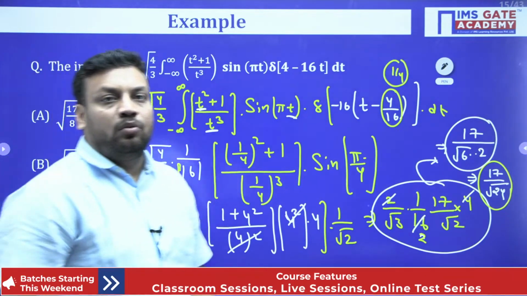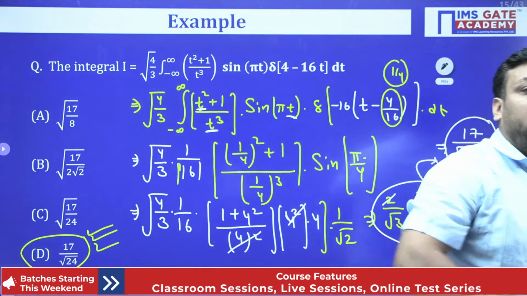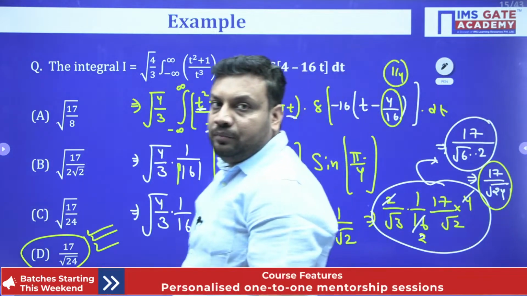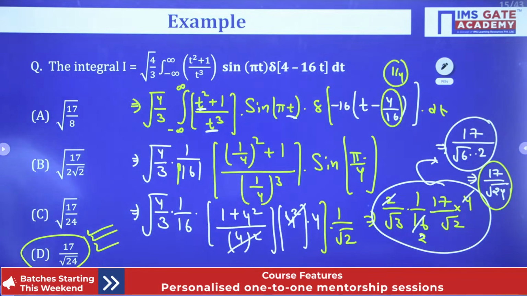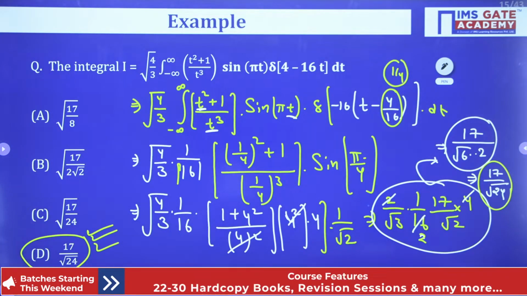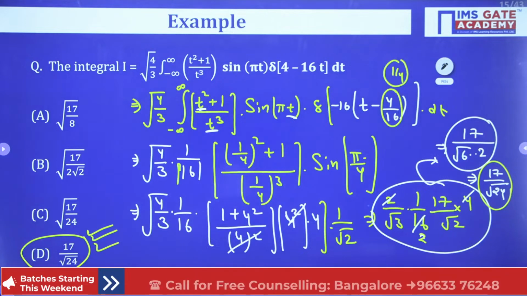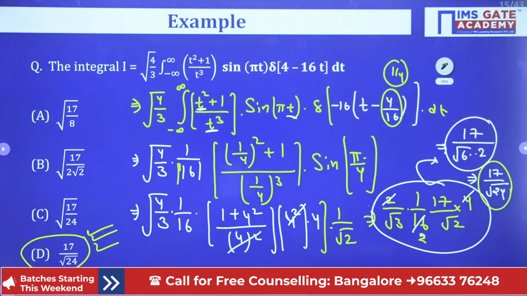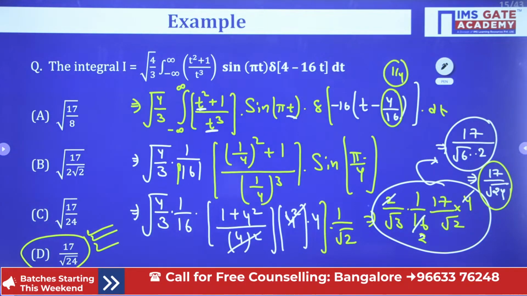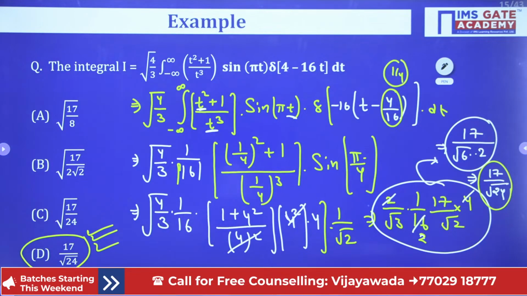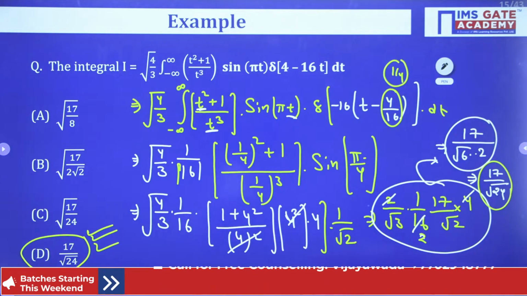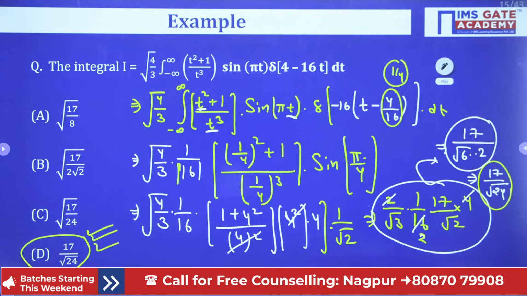17 upon root 24. Kalyan, are you getting option number D, beta? How many of you are getting option number D? Do reply fast. Just do reply fast. All of you guys, just let me know. Shall we go for next?